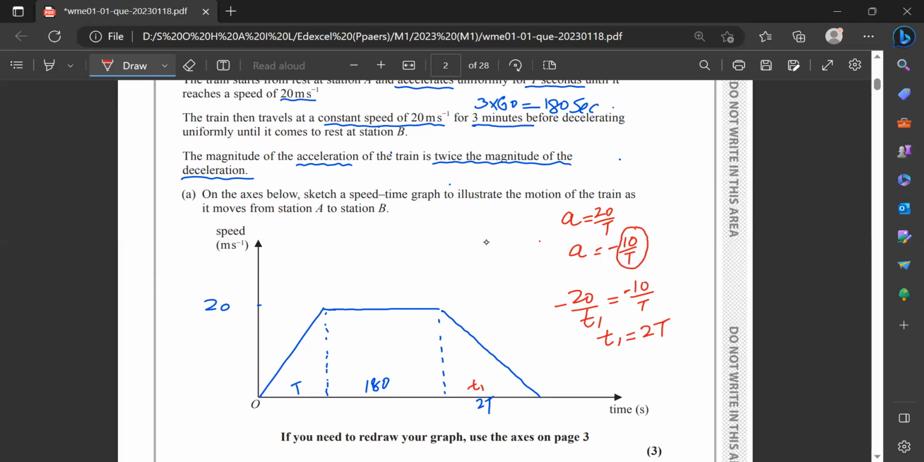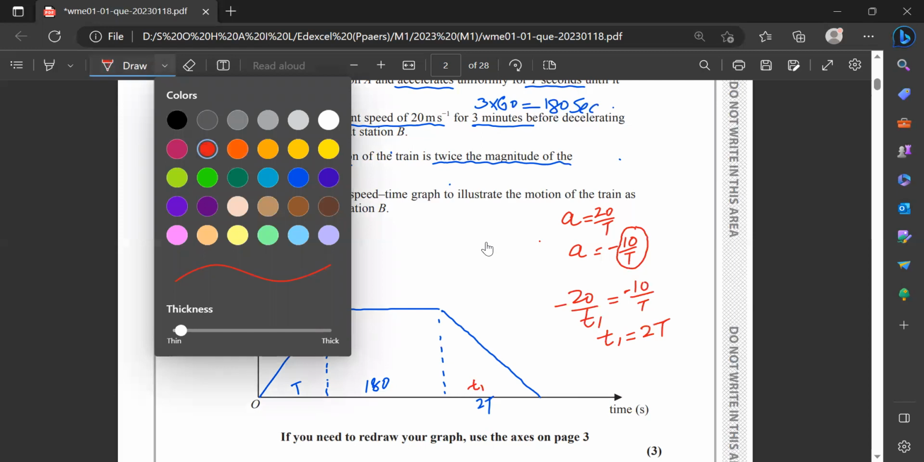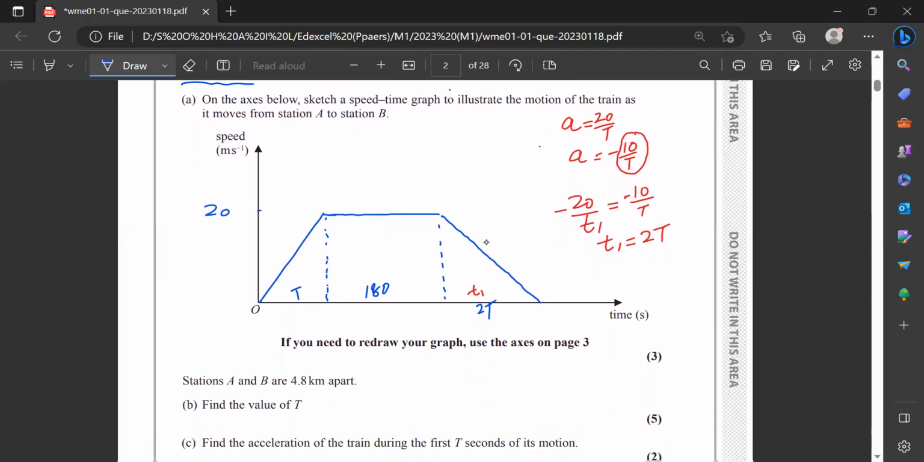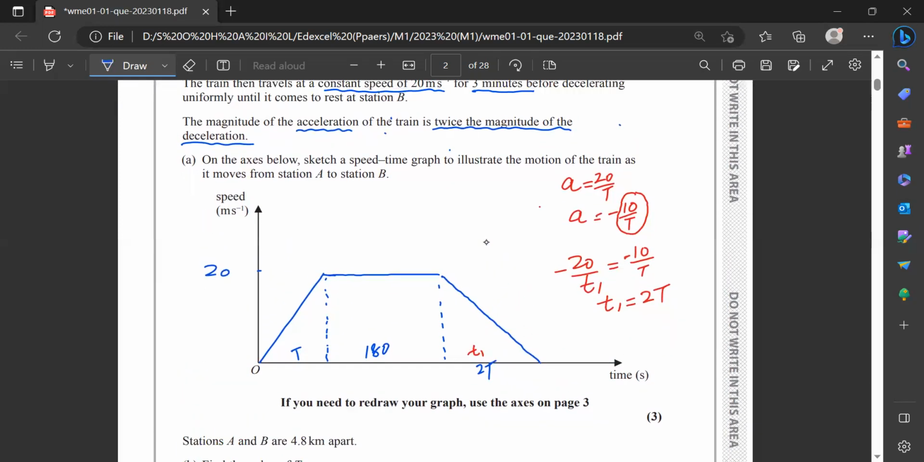And you can do this directly because the initial is 0 and it goes from 0 to 20, and then 20 to 0 again. So the magnitude of the acceleration is twice, so the time taken for deceleration would be double of that. You can do this directly. This is the first part: on the axis, sketch a speed time graph. So we have the speed time graph here.